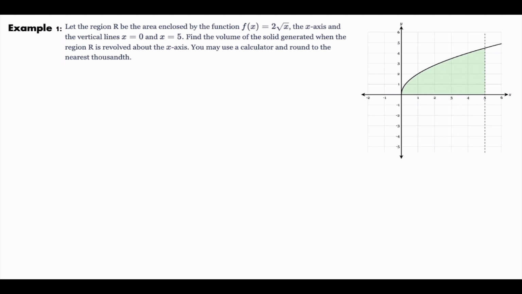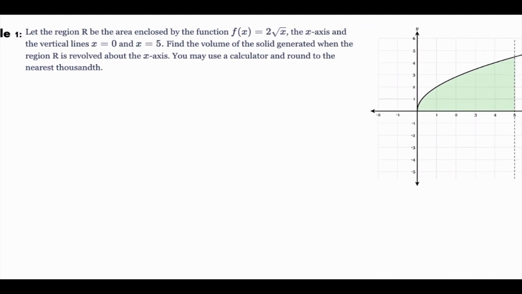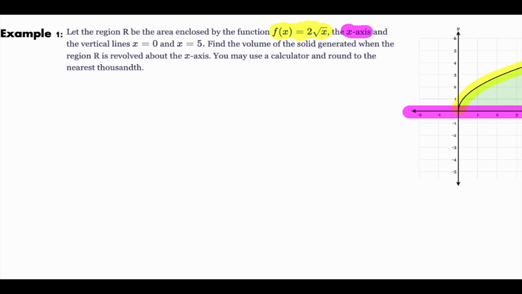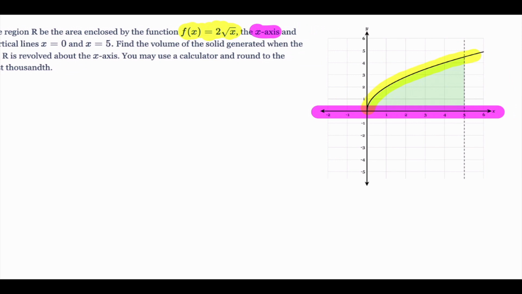So let's look at what they give us. R is the green stuff. They give us a function here. They say this guy is that, right? It's always good to label everything. The x-axis. And the vertical lines x equals 1, x equals 0. So vertical lines x equals 0. That's the y-axis. And x equals 5. So that green stuff is bounded by all 4 of those guys.